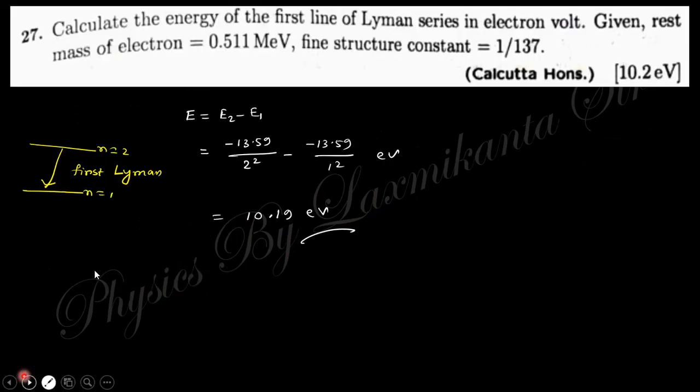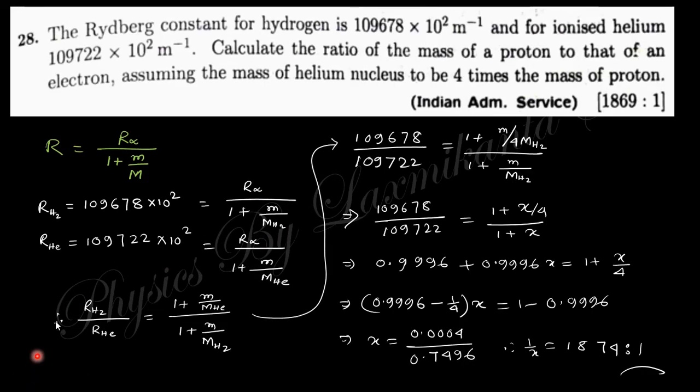Next question says calculate the energy of the first line of the Lyman series of this one. I actually did not find this value from this relation. There is a missing theoretical part also. So that's why we use this relation, the energy of hydrogen, that is minus 13.59 by n square. So n is 2 from 1, so putting the values 2 and 1, you will get this one.